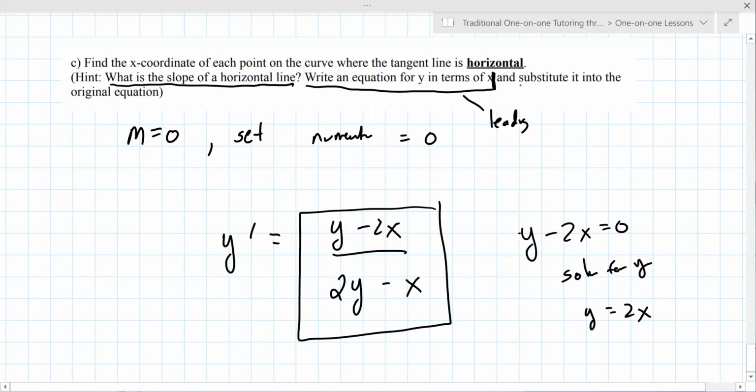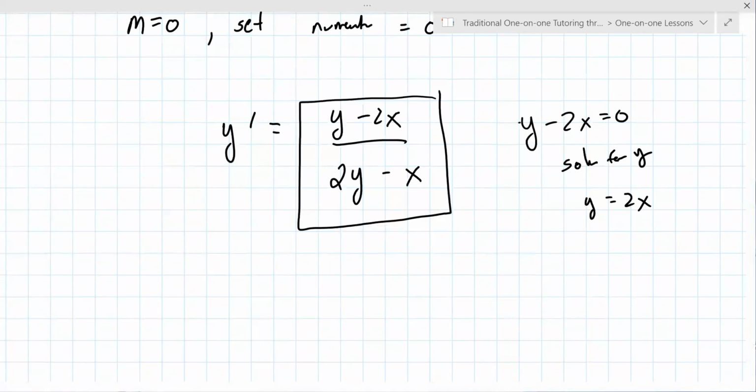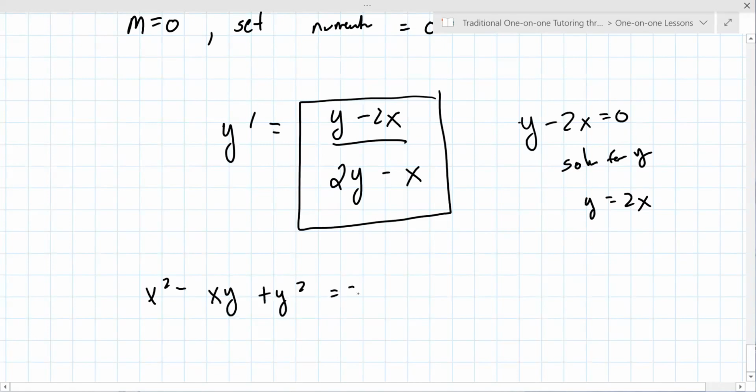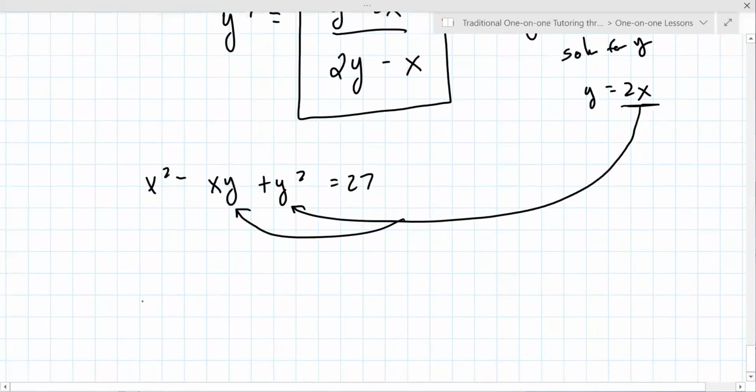Now this last part, substitute it into the original equation. So what is the original equation? The original equation is x squared minus xy plus y squared equals 27. This right here, that's the substitute. There and there.